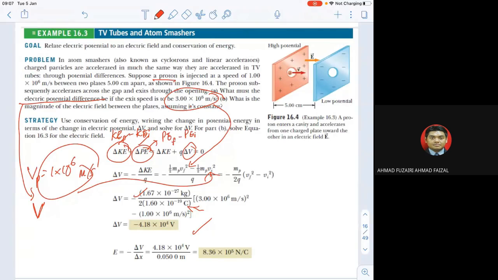Part B: what is the magnitude of the electric field between the plates? They want to know about E. So E equals negative V over D. We already calculated V, so right now just put V inside that. We can get 8.36 times 10 to the power of 5 newton per coulomb, or maybe volt per meter.